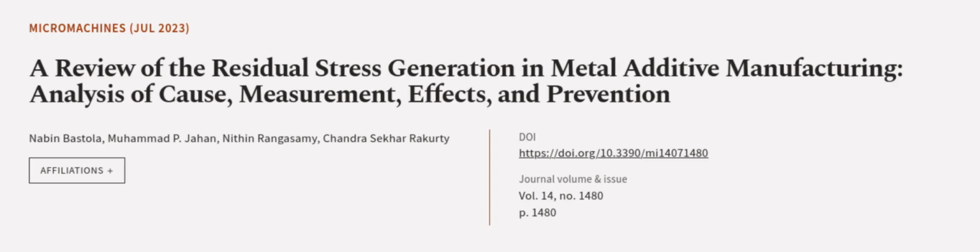This article was authored by Nabin Bastola, Muhammad P. Jahan, Nithin Rangasamy, and others.